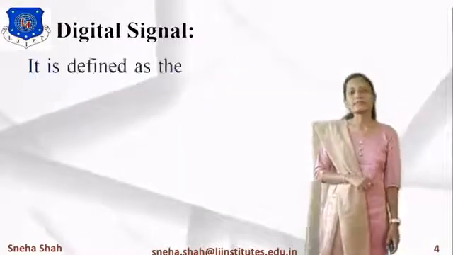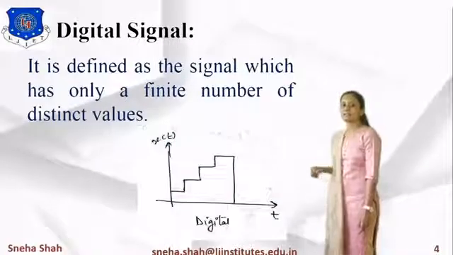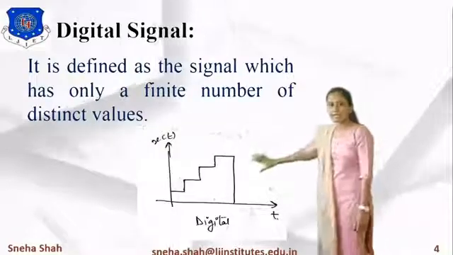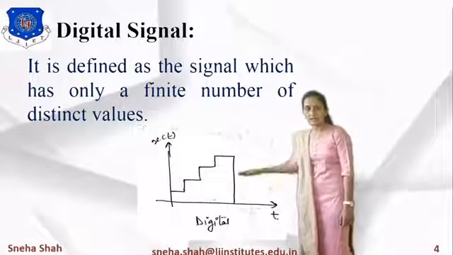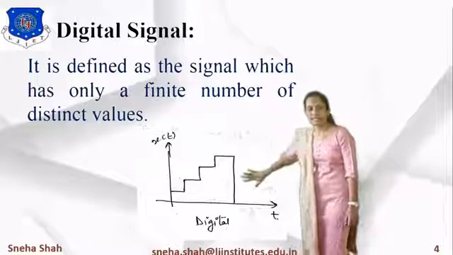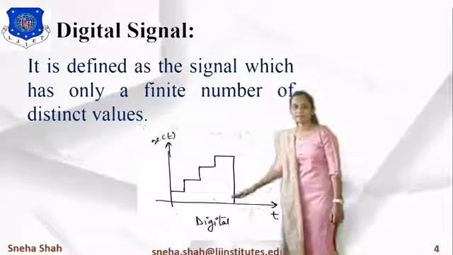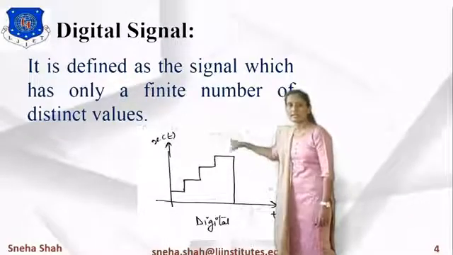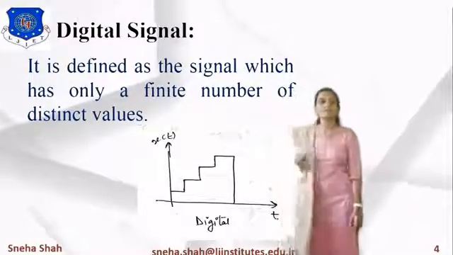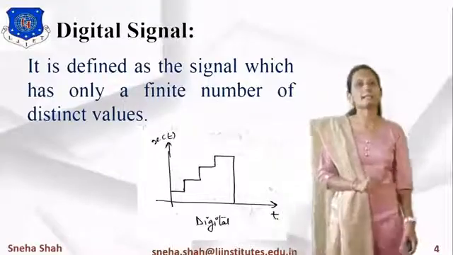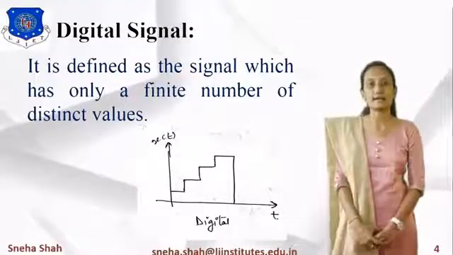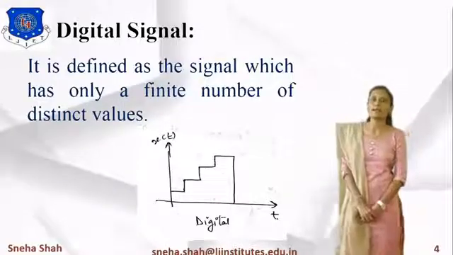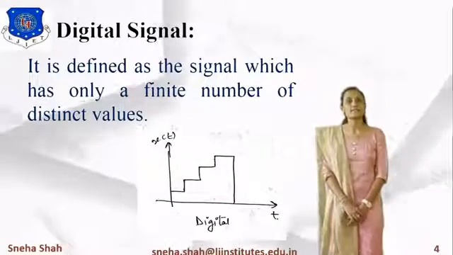So we define the digital signal as the signal which has a finite number of amplitude levels. From this diagram you can see that the number of amplitude levels is finite. We can count the levels: this one is first, second, third, fourth, fifth. So there are 5 different levels. The number of amplitude levels is countable, so it has a finite number of amplitude levels, and it is considered a digital signal.